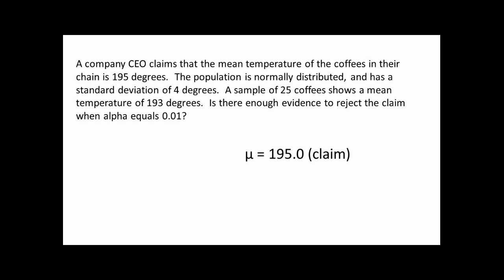Once again, the first thing I'm going to do is write down my claim. The claim says that mu equals 195. This has a condition of equality, and therefore it is our H0. And then I will write down the complement: mu is not equal to 195 degrees.